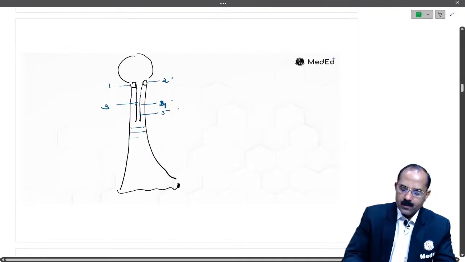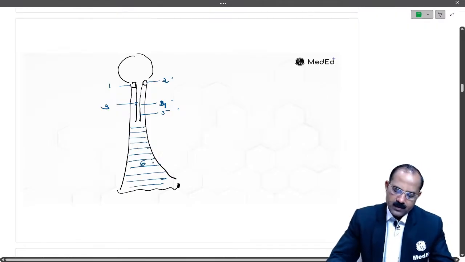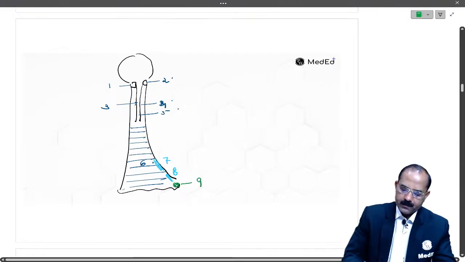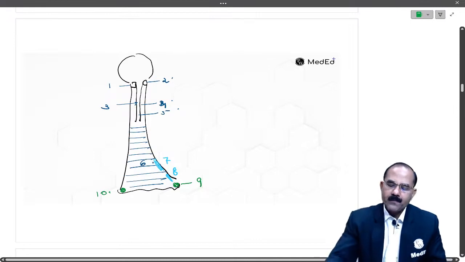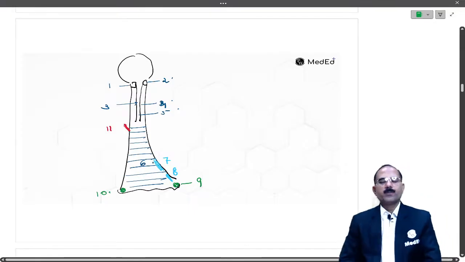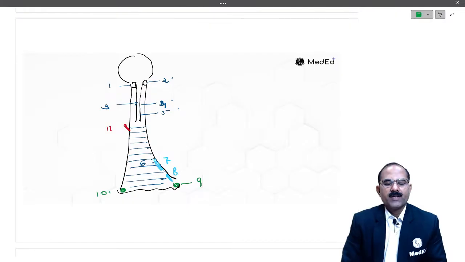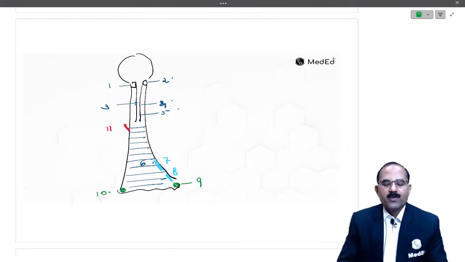Okay. What is this muscle number 6? Wait, let me finish this. Number 6. What is this muscle number 7 and number 8? This is number 9. This is number 10. Is anything else left? And what is this number 11? Come on, children. Very good, very good. Okay, great. Now I can see the comments now. Okay, great.